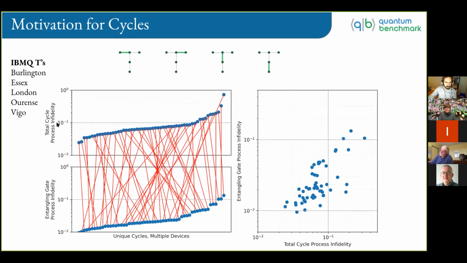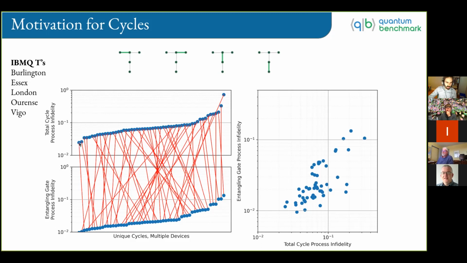Technically, we're measuring the process infidelity, which I'll define later. But all you need to know right now is that a low value is good. And so what I've done is I've measured them in two different ways. In the top one, I've included the error of the CNOT, but also the induced error of the idling qubits on the other three qubits. And I've sorted them, so from best to worst.